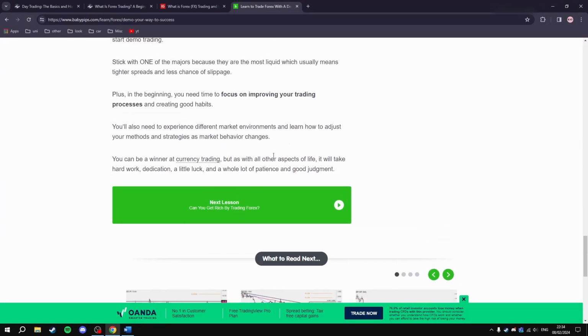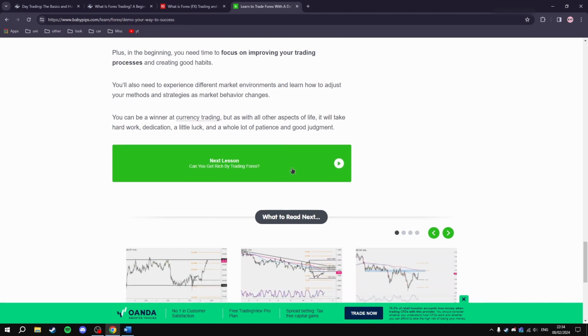You can be a winner at currency trading, but as with all aspects of life, it will take hard work, dedication, a little luck, and a whole lot of patience and good judgment. Next lesson, can you get rich by trading Forex?